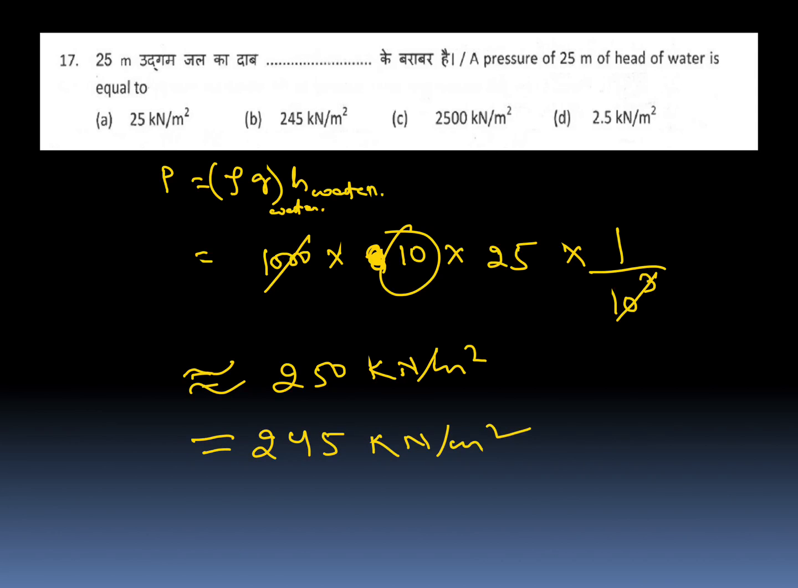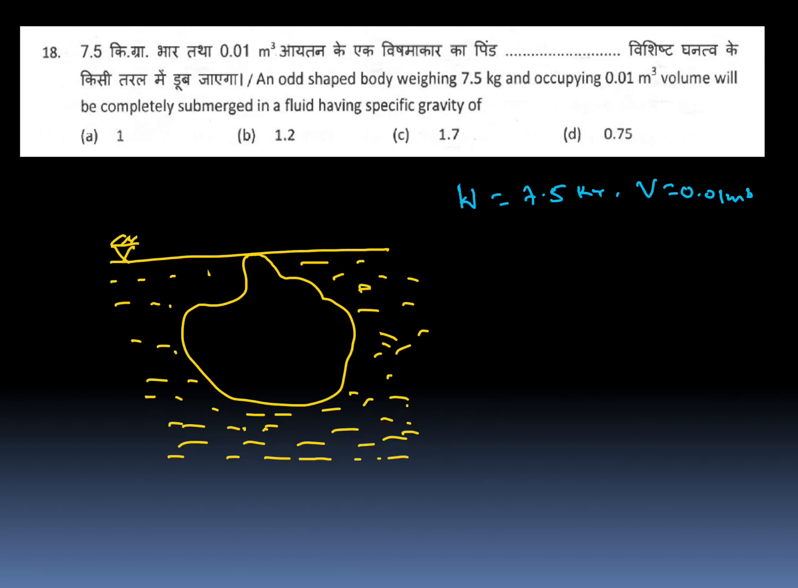B is your answer. In this question, an odd-shaped body weighing 7.5 kg occupying 0.01 meter cube volume will be completely submerged in a fluid having specific gravity of, fluid we have to calculate. S value we have to calculate. So our force of buoyancy is upwards Fb, then downward, weight of the body. Weight is given, so you have to calculate S value for the fluid.